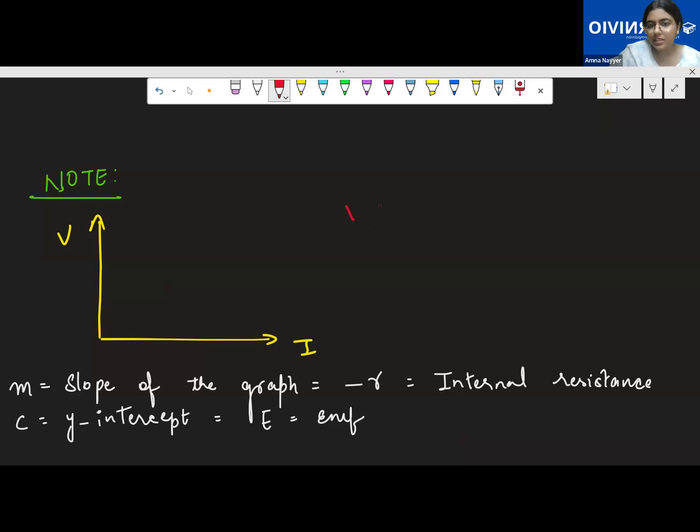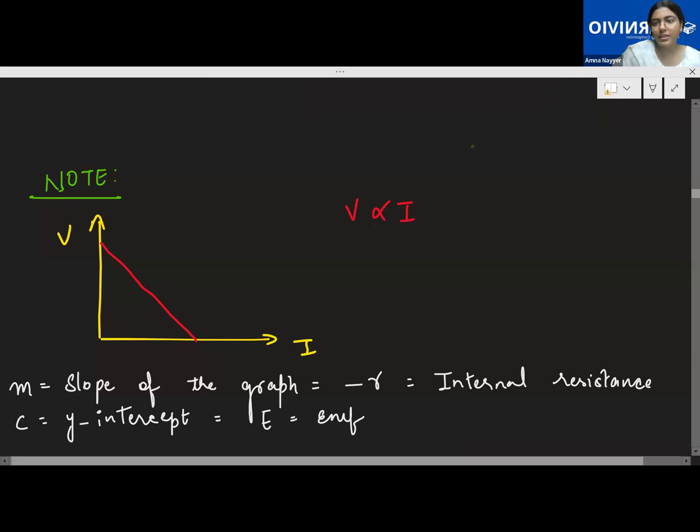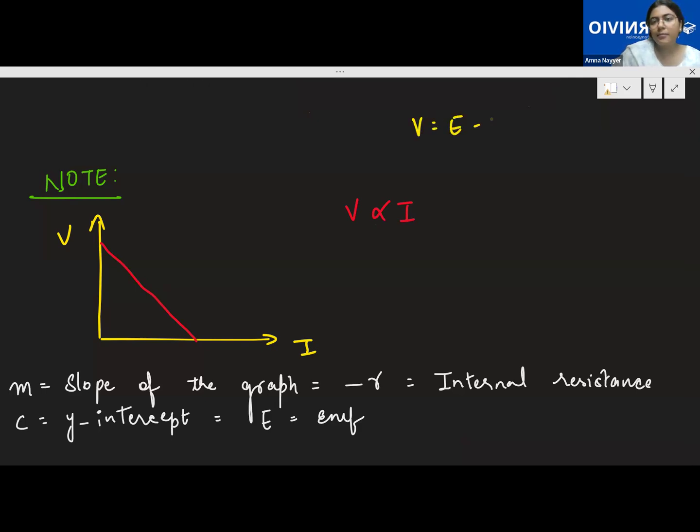We know voltage is directly proportional to the current. According to which law? Ohm's law. So this is the rule. But here the graph will be plotted like this. Now see, if I take this equation, V is equal to E minus IR, I can write this as minus IR plus E. Or I can say V is equal to minus R into I plus E.